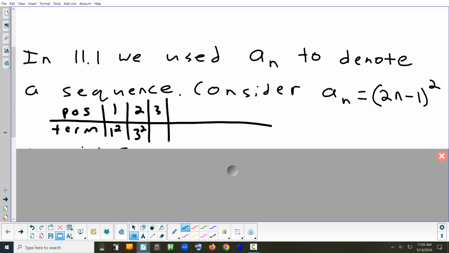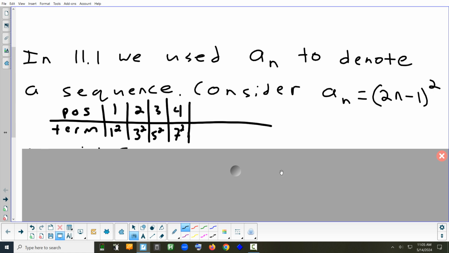What if you plug in 3? 5 squared. And if you plug in 4? 7 squared. So the reason I didn't square them is because you can see the pattern easier. It's odd numbers squared. That's the pattern of the terms. 1 squared, 3 squared, 5 squared, 7 squared, 9 squared, and so on.